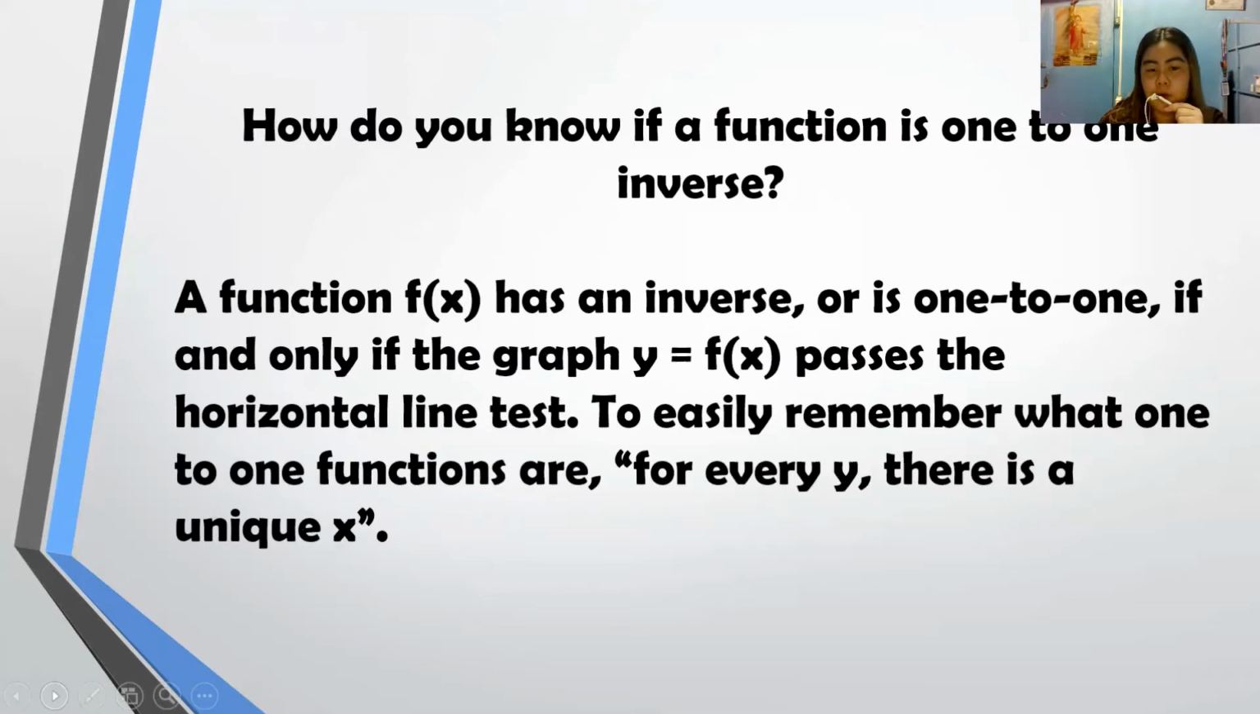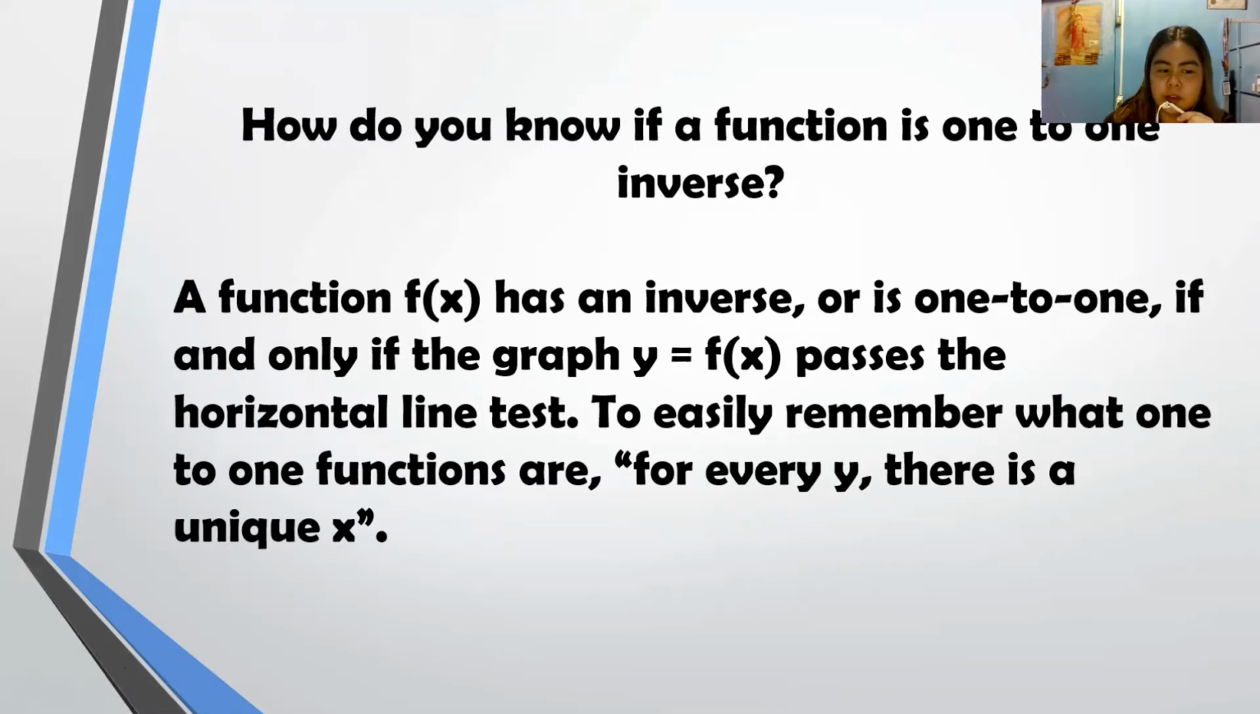A function f of x has an inverse or is one-to-one if and only if the graph y equals f of x passes the horizontal line test. To easily remember what one-to-one functions are, for every y there is a unique x.